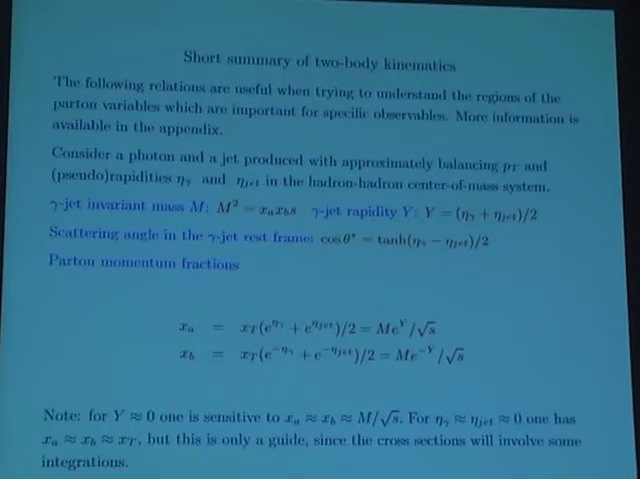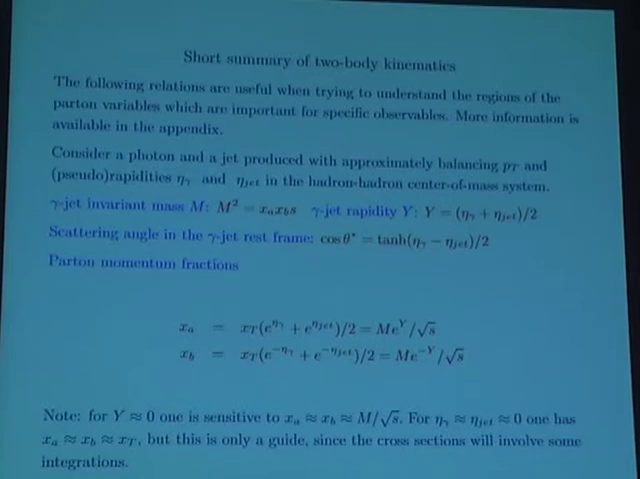Okay, so suppose you're armed with the techniques to go ahead and generate some predictions. You want to look at some data. And the question is, what data should you look at? What variables are important? What variables will tell you something about what's going on in the hard scattering? So I've included a few here, some of which you've seen before. For example, the photon jet invariant mass.